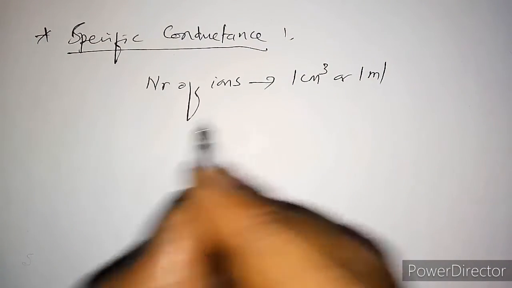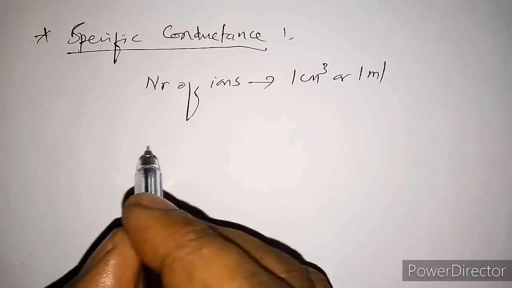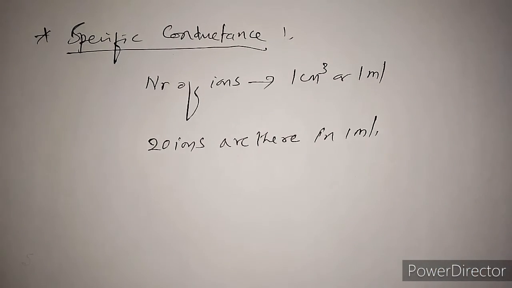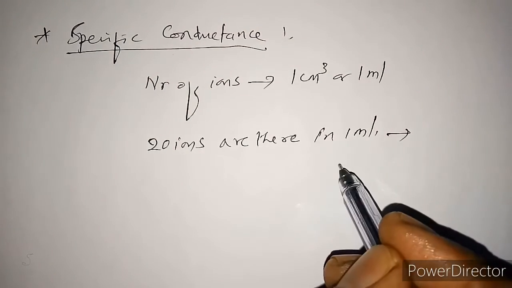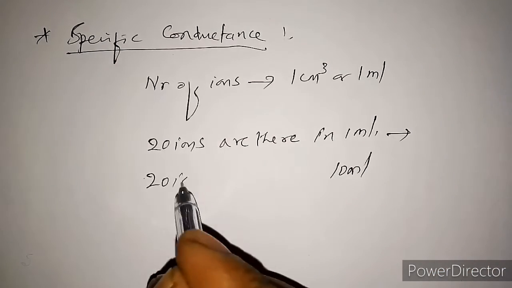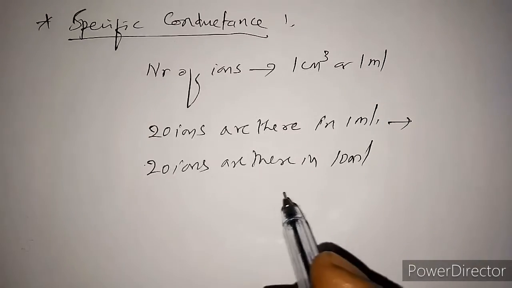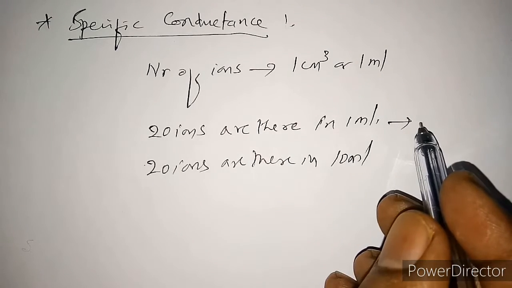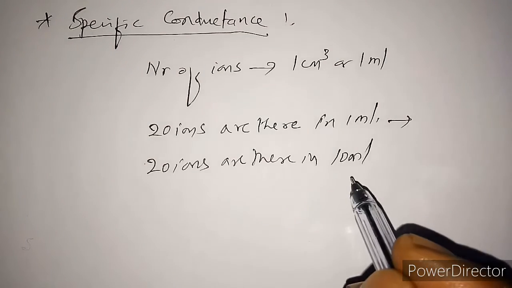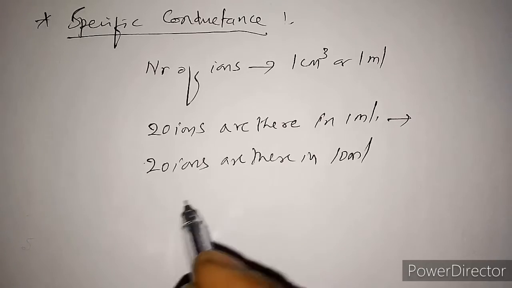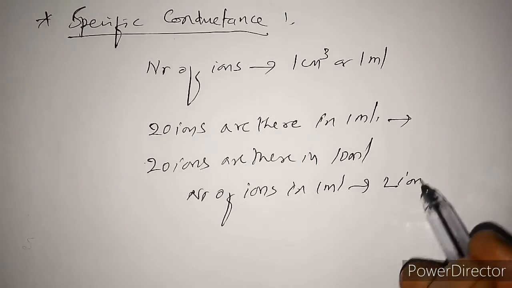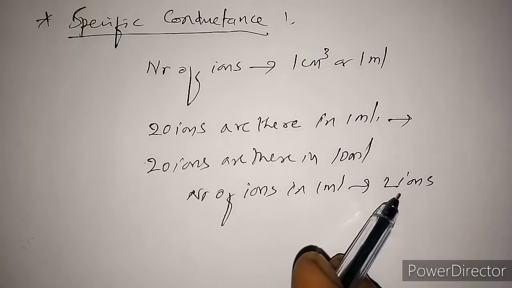Upon increase in dilution, for example, say there are 20 ions in 1 ml. This we call the specific conductance, 20 ions. Now the dilution is increased to 10 ml, but the number of ions is only 20 ions in 10 ml. The number of ions is constant, but we increase the amount of water. Now the 20 ions are equally distributed in 10 ml, so the number of ions in 1 ml will be 2 ions.